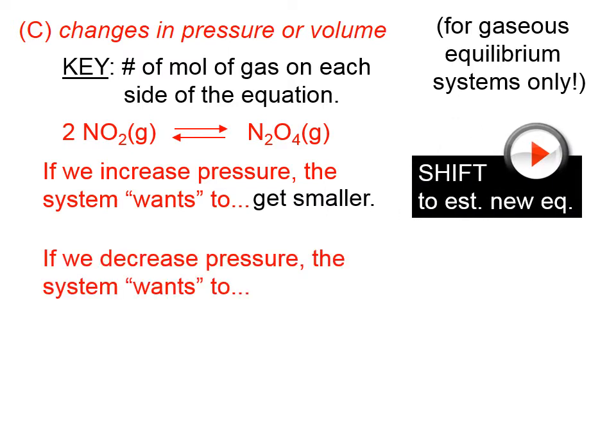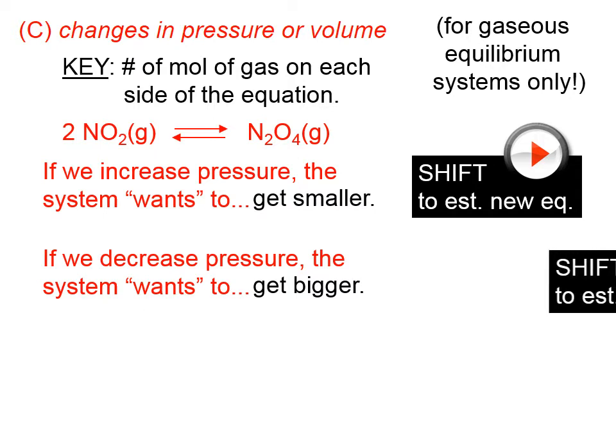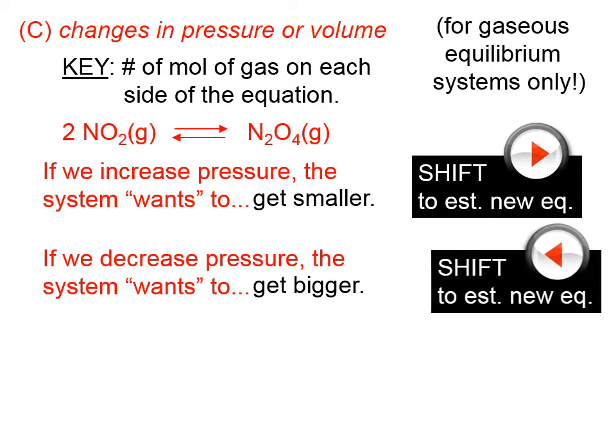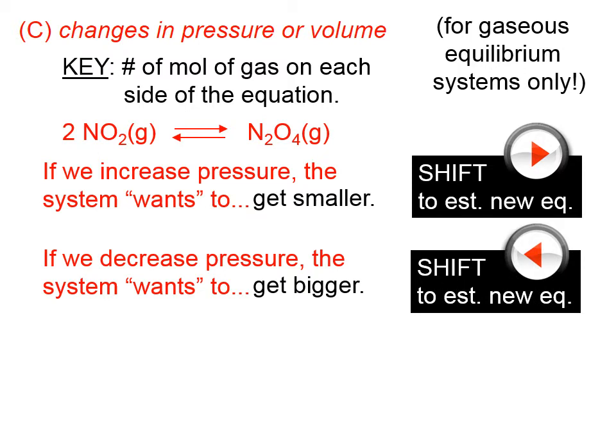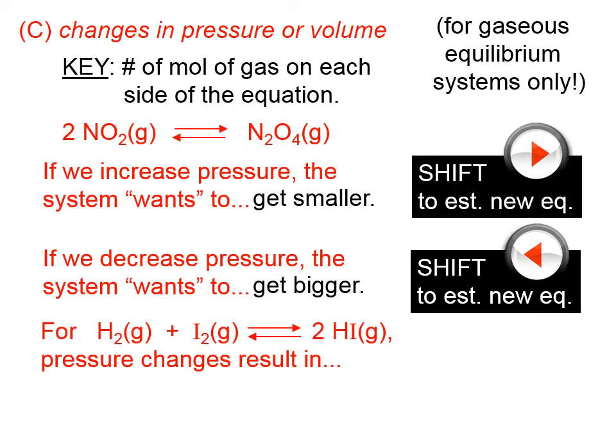On the other hand, if we decrease the pressure, think of a gaseous system that's under a certain amount of pressure. If we let up on that pressure, the system will tend to increase in volume. So in this case, if we decrease the pressure on this system, the system wants to get bigger. Which way will the equilibrium shift in order to get bigger, in order to take up more space? Well, it's going to shift to the left because 2 moles of gas certainly take up more space than 1 mole of gas. How about for this case?